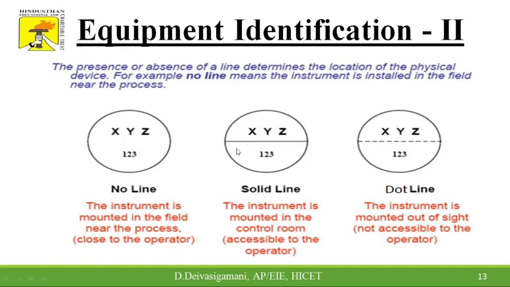And this is the circle with a solid line, which means the instrument is mounted on the main control panel itself. And if it's a dotted line, it means the instrument is far away from the operator. It cannot be accessible. It may be situated in some hazardous conditions. In industries like nuclear power plants and thermal power plants, they represent the symbols like this.